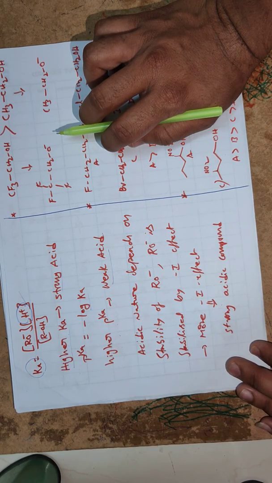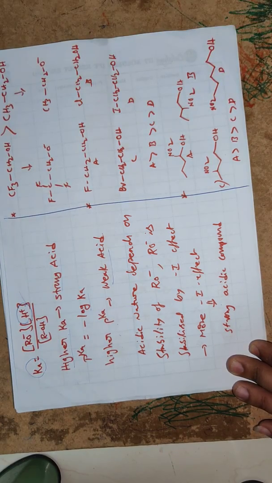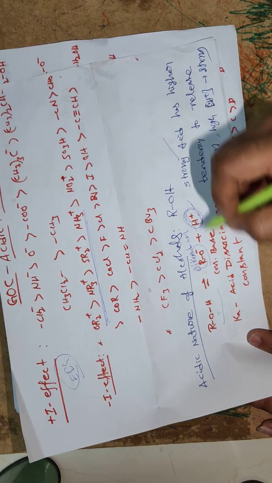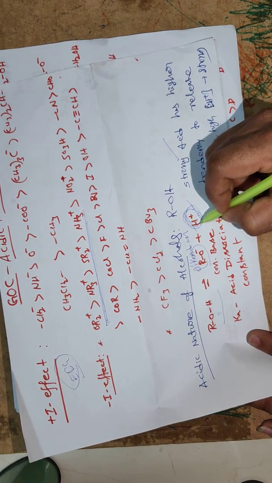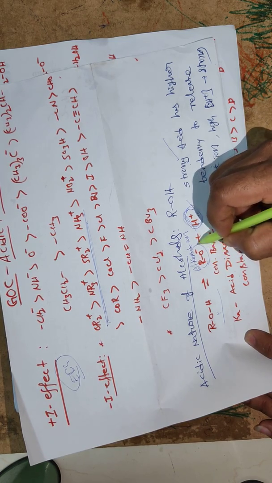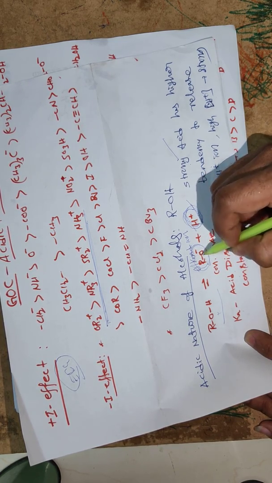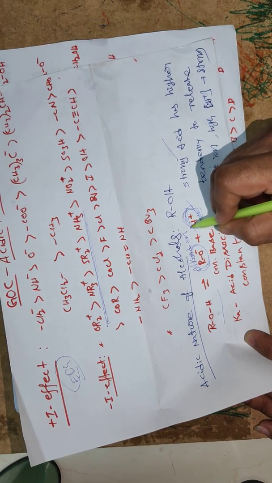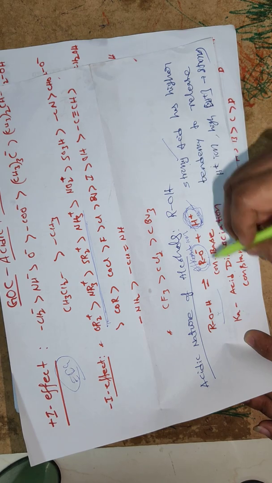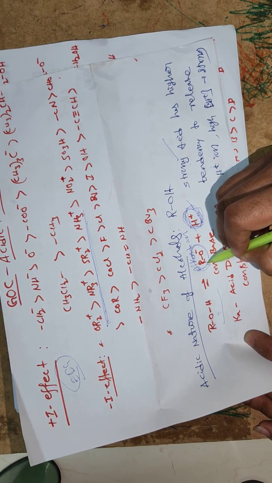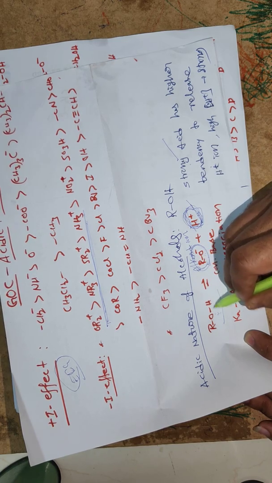Now acidic nature depends on stability of the RO minus, because if any compound produces more H plus ions, it means that alkoxide must be more stable. If it is more stable, this compound can produce more H plus ions. So acidic nature depends on the stability of this conjugate base that is formed after dissociation of this OH.